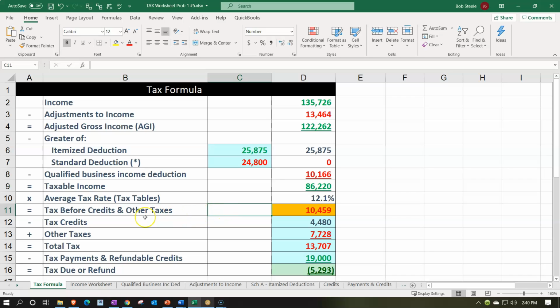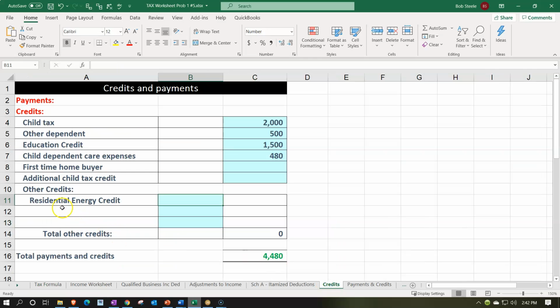And of course, we can see where it falls in terms of our formula. So it's going to be down here in the credits line item. Down here in the tax credits line item, the non-refundable portion typically, we're going to go over to the credits to add it. I'm going to have it down here in the other credits, the residential energy credit.